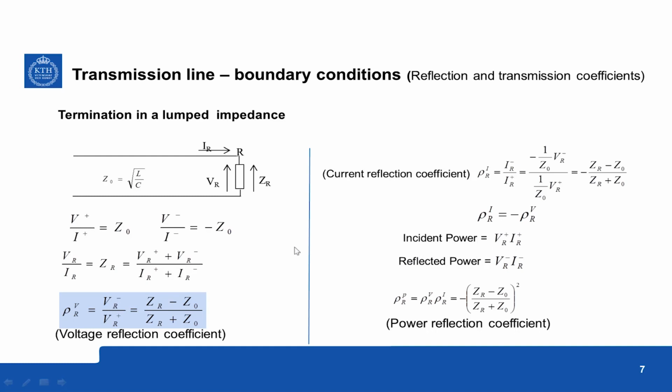Now the incident power is the product of the forward moving voltage and current waves, and reflected power is the product of backward moving voltage and current waves. So if you take the ratio of reflected power divided by incident power and simplify it, we will get an expression for the power reflection coefficient. Or we can obtain the power reflection coefficient as a product of the voltage reflection coefficient and the current reflection coefficient. So this is the expression. So here there is a square.